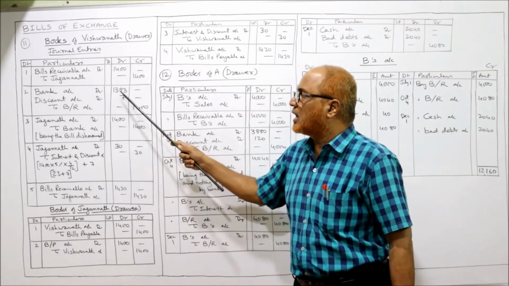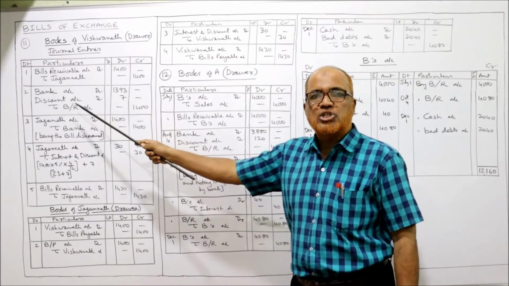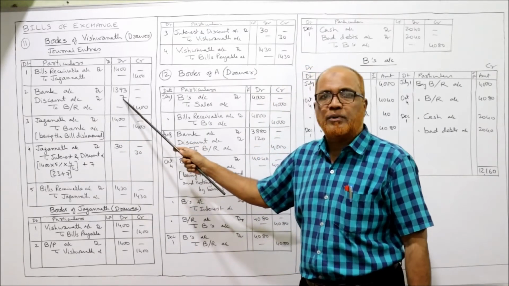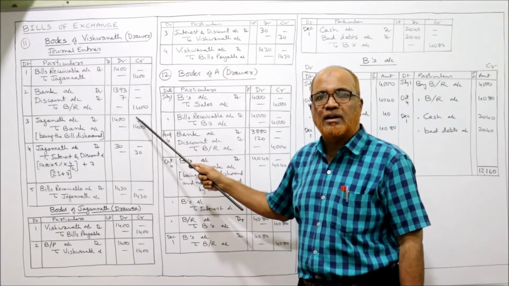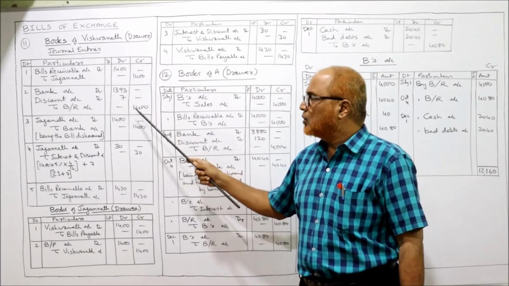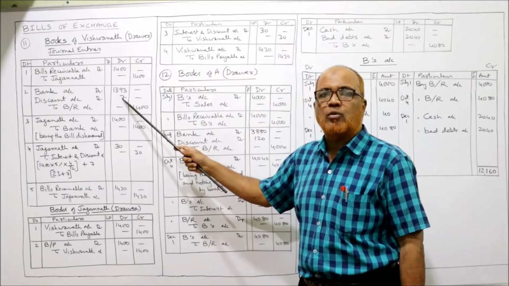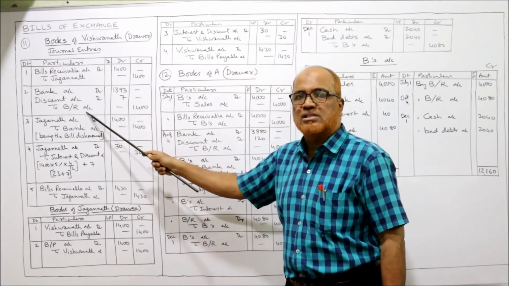So Bank Account debit 1393. How much discount? Discount Account debit 7 rupees, because the face value is 1400 and he is getting 1393. So 1400 minus 1393 is 7 rupees discounting charges to Bills Receivable.